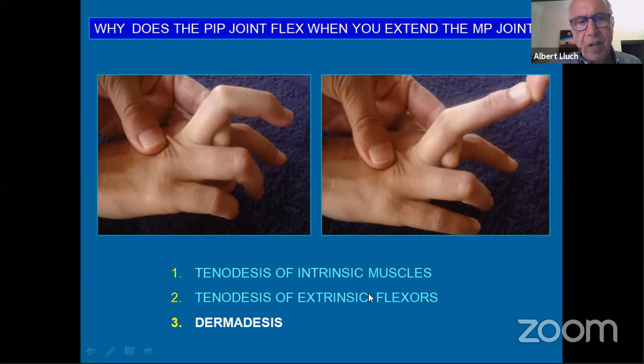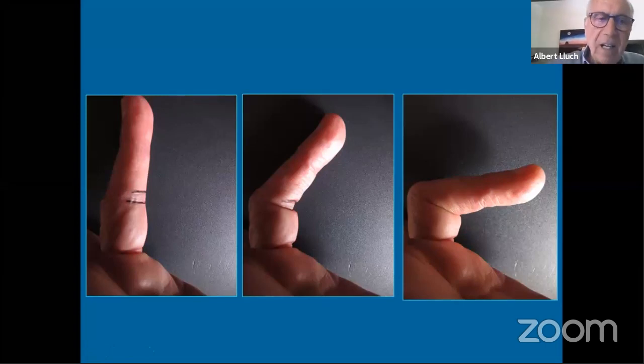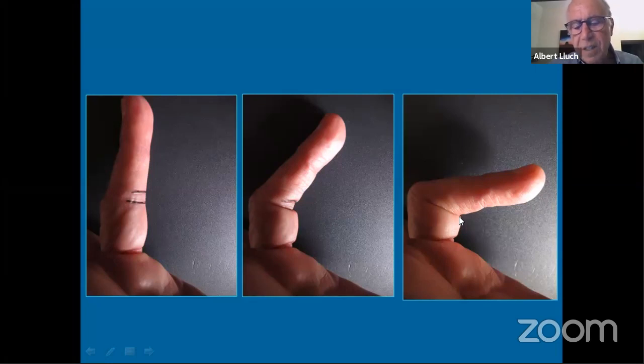Tenodesis of extrinsic flexors? No, because you can flex the wrist with the finger in this position, and the MP joint will continue in extension, and the PIP joint will continue in flexion. So what's the cause of the PIP joint to flex when the MP joint is extended? Because of dermodesis. And what does this mean? That the skin in the volar side of the fingers doesn't glide proximally and distally. It folds on itself. As shown in the other places, there are no skin creases, but in the volar skin, there are skin creases.